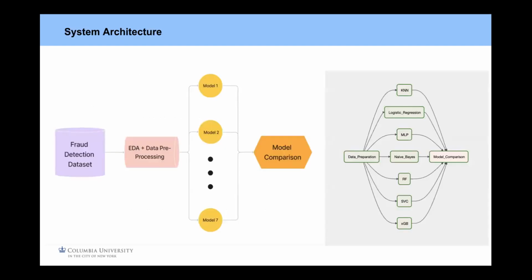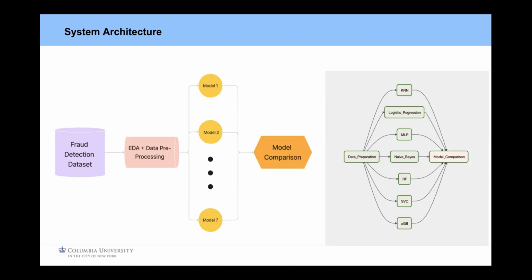Now, moving into the system architecture, it is fairly straightforward. We have our fraud detection data set from Kaggle. Once we have obtained the data set, we go into exploratory data analysis and data pre-processing, where we again deal with imbalanced classes, etc. Once we have our prepared data, it is passed into 7 models, varying from KNNs, logistic regression, MLP, naive Bayes, to random forests. Each of these models is run in parallel, and when the results are generated, we compare the models.